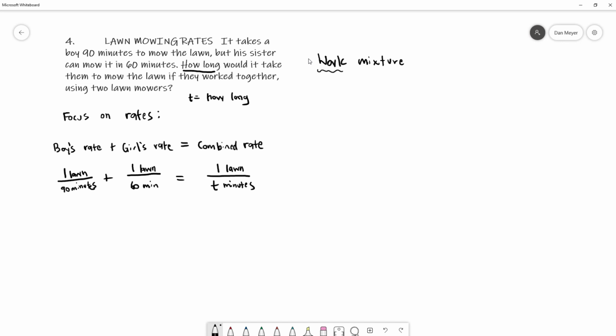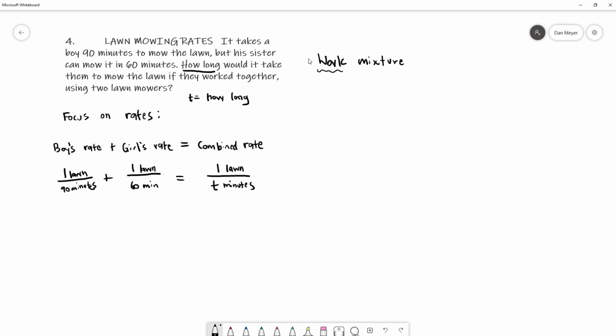Now there's one minor piece of confusion. The boy and the girl are not going to mow the same amount. They're going to mow for the same length of time. They're both going to mow for t minutes. But since they work at different rates, one's going to do more work than the other. So this isn't as simple as saying, well, if it takes the boy 90 minutes to mow a full lawn, then it's going to take the boy 45 minutes to mow half a lawn and the girl 30 minutes. That's not how it's going to work.